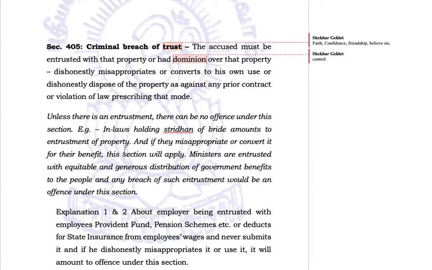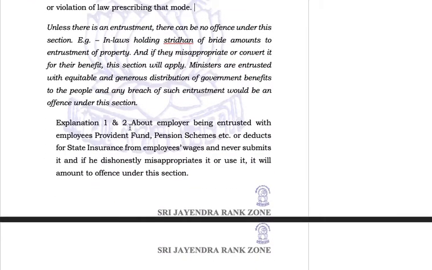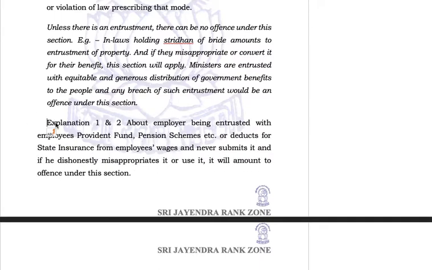She gave it as a trust, that I trust you, and then they misappropriate it, they sell it. That is called entrustment of property. And if they misappropriate or convert it for their benefit, this section will apply. Ministers are entrusted with equitable and generous distribution of the government's benefits to people, and any breach of such entrustment would be an offence under this section. Explanations 1 and 2 are about an employer being entrusted with employees' provident fund, pension scheme, etc. If he deducts the state insurance from employees' wages and never submits it, and dishonestly misappropriates or uses it, it will amount to an offense under this section. Now, if a minister does something, he is guilty of this section.